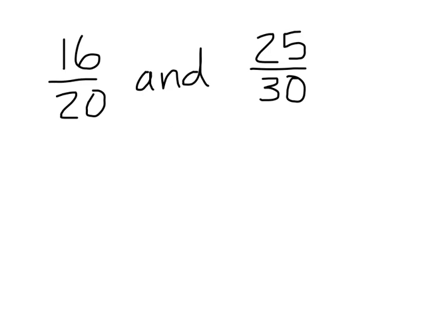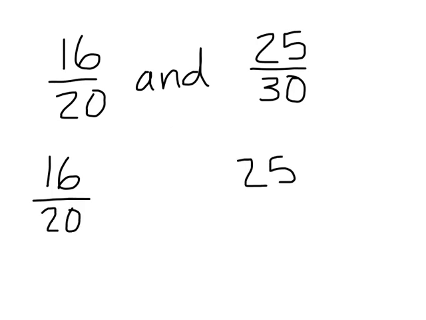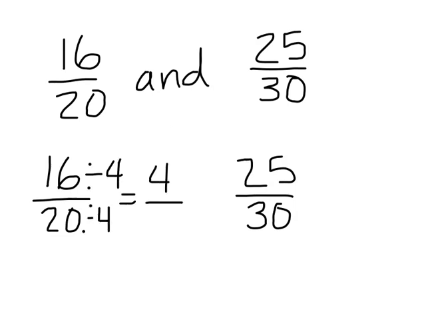When I need to figure out if two ratios are equivalent, the easiest thing to do is to simplify those ratios. So, 16 to 20 and 25 to 30. To simplify those ratios, I'm going to find the greatest common factor and divide both parts of my ratio by the greatest common factor. The greatest common factor between 16 and 20 is 4. When I divide both by 4, I get 4/5.